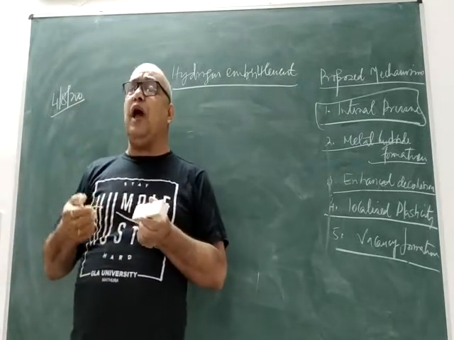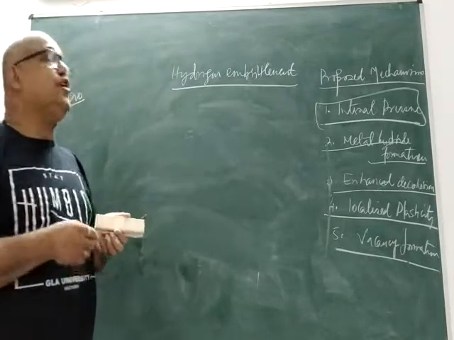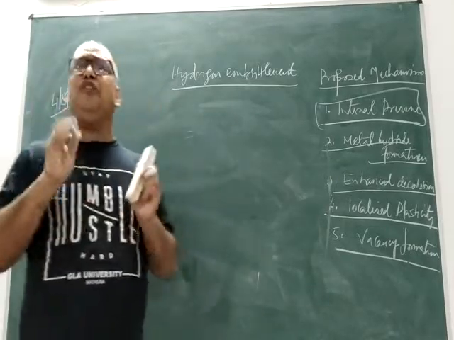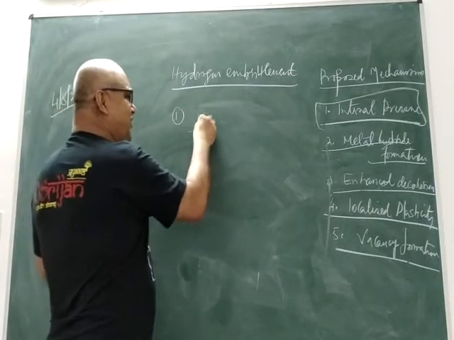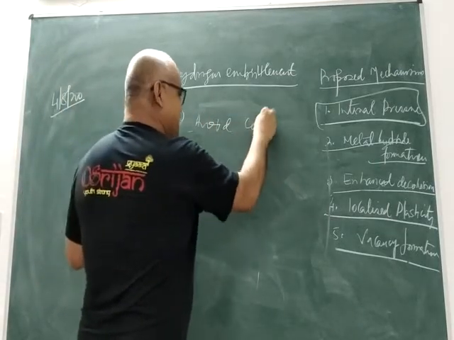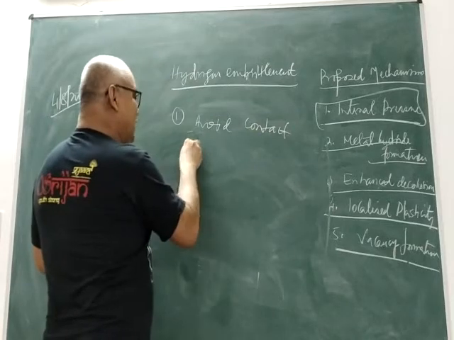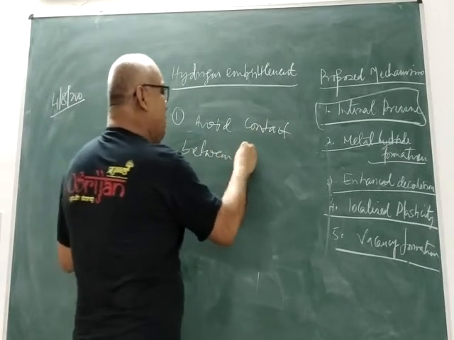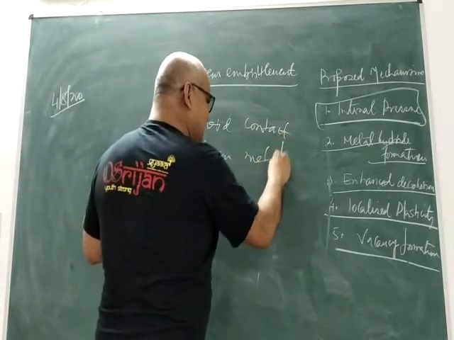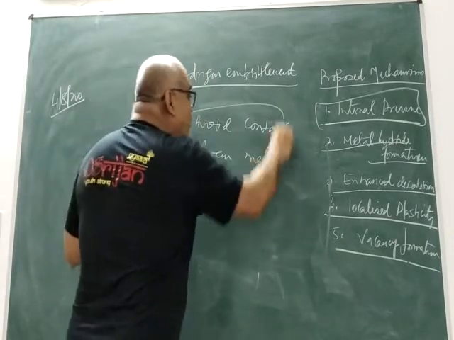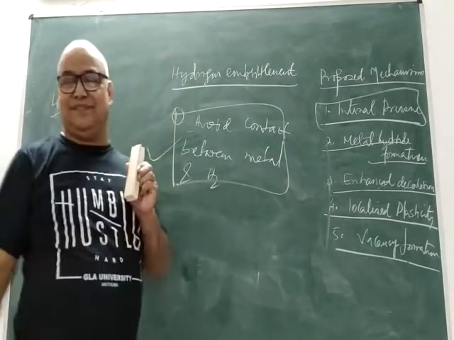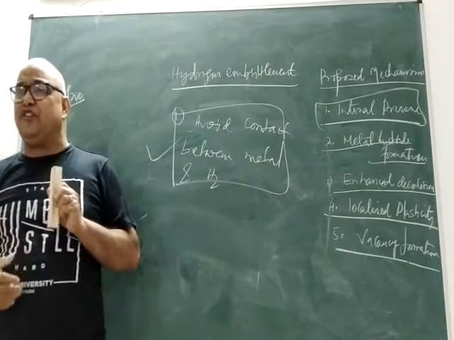Now we have to see how we can control this kind of corrosion. The best option to control hydrogen embrittlement is to avoid contact between the metal or metallic structure and hydrogen. We have to somehow maintain that. This is the best option.